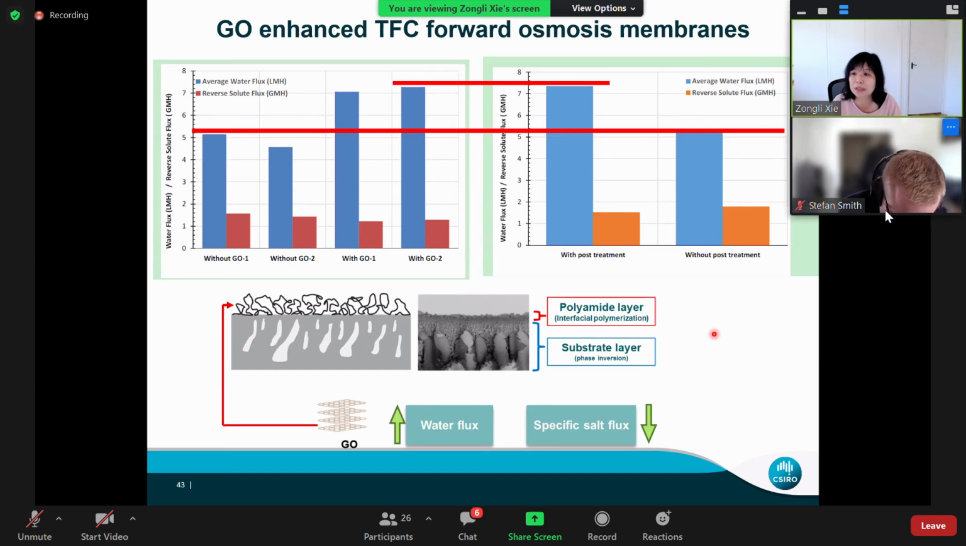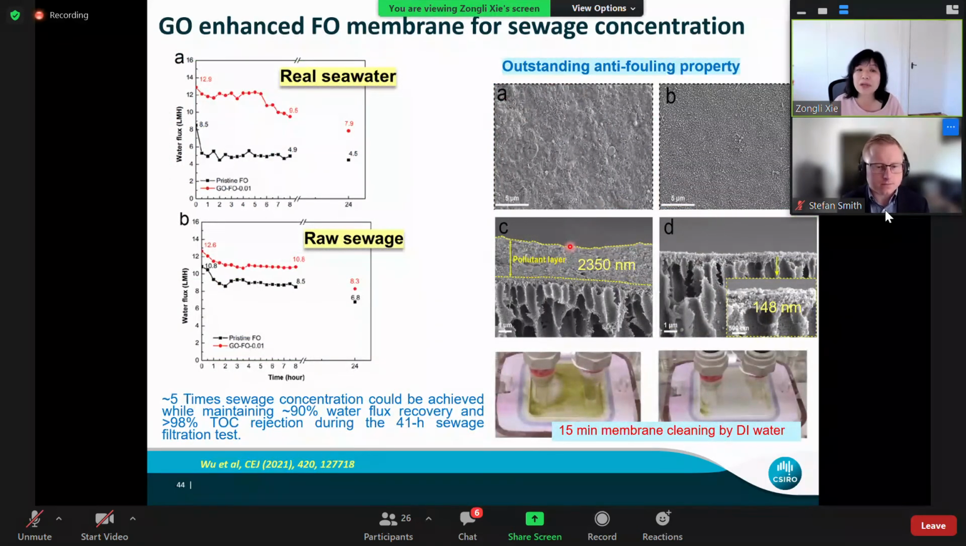And the other work we did is a graphene oxide enhanced forward osmosis membrane. We've been working with a local SME. I'm not going to go through the detail, but I just want to say that by tuning the graphene oxide nanofillers, we are able to increase water flux and, by reducing the reverse solid flux, achieve high selectivity as well. We evaluated this membrane for real seawater, and also for real sewage from local wastewater treatment.